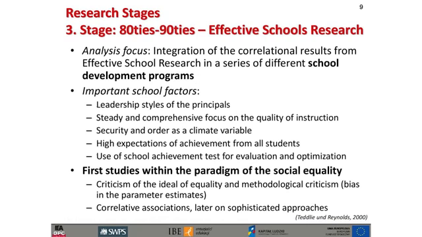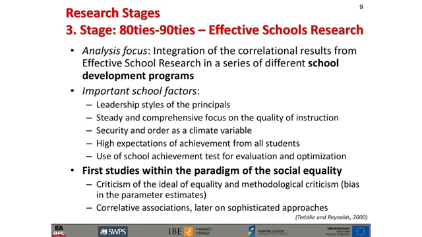At the third stage, there was this effective school research emerging, and the analysis focus was the integration of the correlational results from effective school research in a series of different school development programs. They found also some important school factors within this time period, such as leadership styles of the principals, steady and comprehensive focus on the quality of instruction, security and order as a climate variable, high expectations of achievement from students, and use of school achievement tests for evaluation optimization.